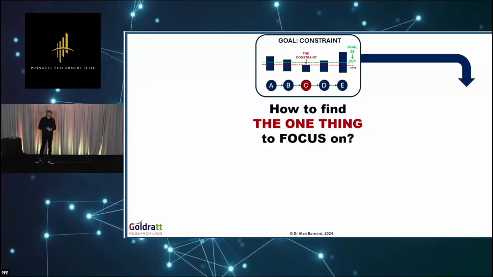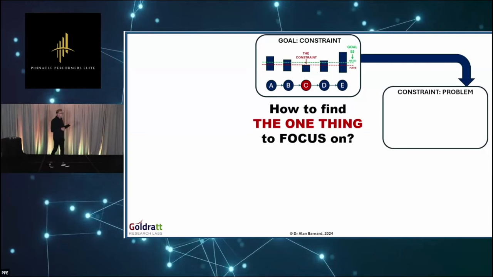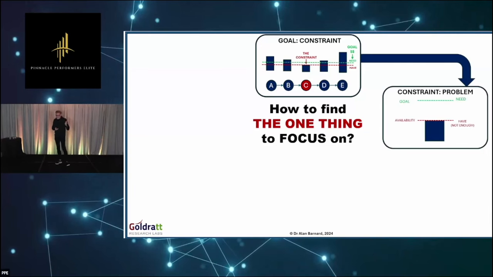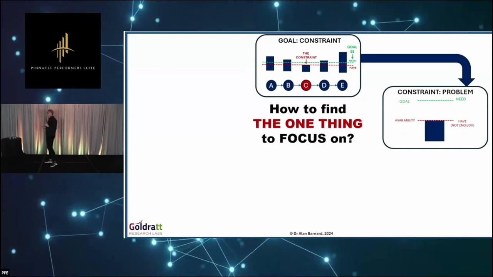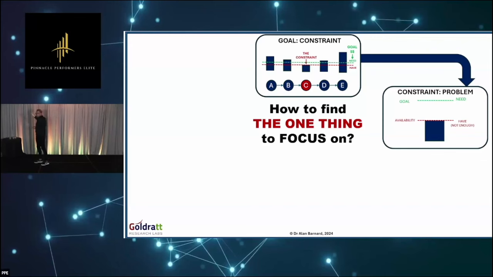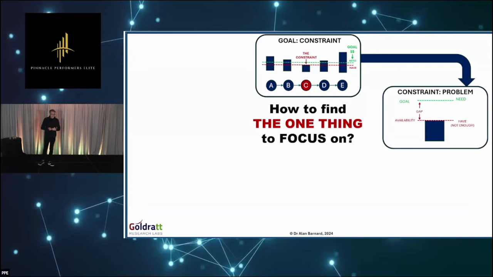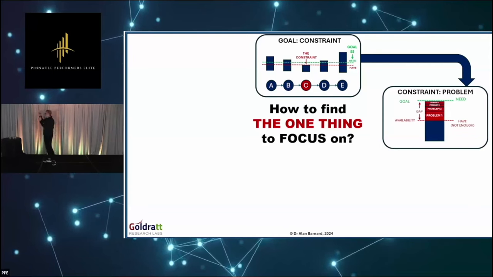So the next pairing is going from constraint to problem. So I'm taking this gap that says, this is what I have. It could be demand. It could be capacity. It could be supply. It could be cash. The goal determines what I need. There's a gap. How do I close the gap? That gap is made up of problems that I have to solve.